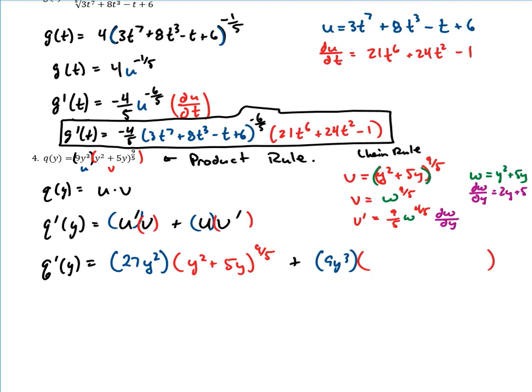Okay, and then all I'm going to do, it kind of goes right into this next step. This w and this dw/dy, I'm going to plug in so that it's in those parentheses. So I'm going to put it right here, 9/5. W is the w right here, the y squared plus 5y raised to the 4/5. And then the dw/dy is right there, the purple, the 2y plus 5.